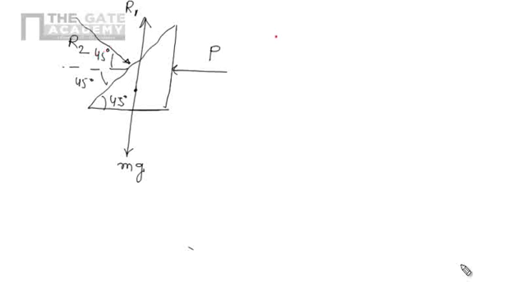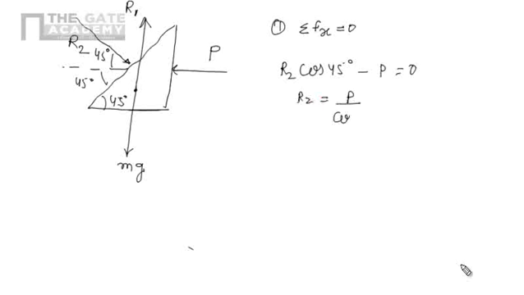If we apply the first equation, the algebraic summation of all the horizontal forces, then we have R2 cos 45 minus P equals 0. So R2 will be P upon cos 45 degrees. This is the value of R2 in terms of P.